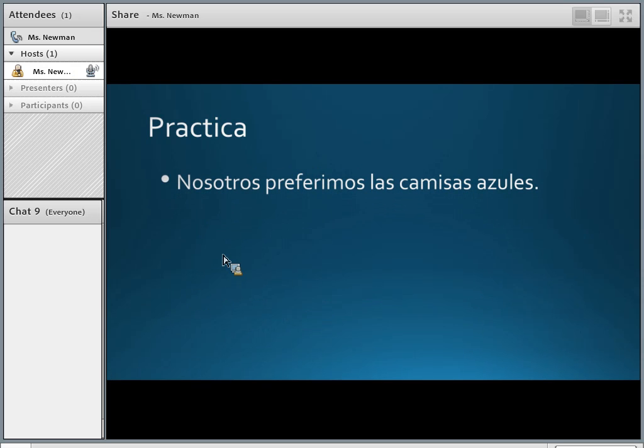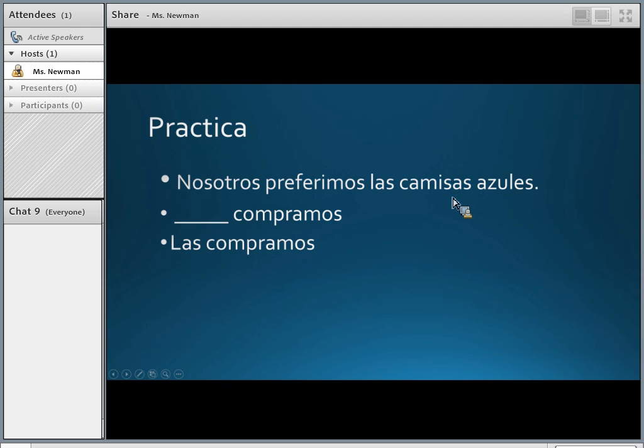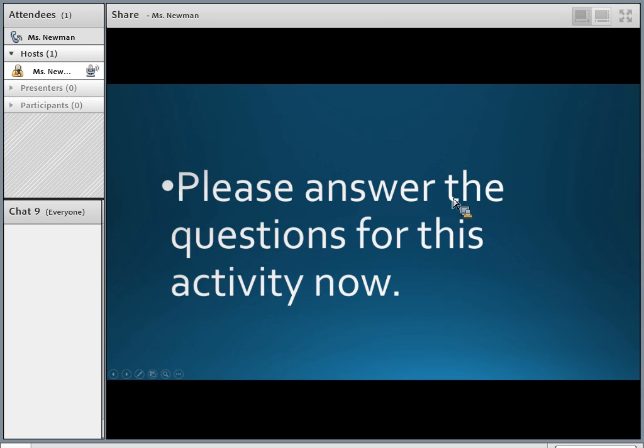Nosotros preferimos las camisas azules. Hopefully your brain is starting to think immediately, okay, what type of pronoun is it? Is it feminine or masculine, singular or plural? What pronoun's going to go there? Las. Las compramos. It helps, again, when that word the is there, but if not, this is plural and it's feminine. Camisa is feminine. Okay, please answer the questions for this activity now.